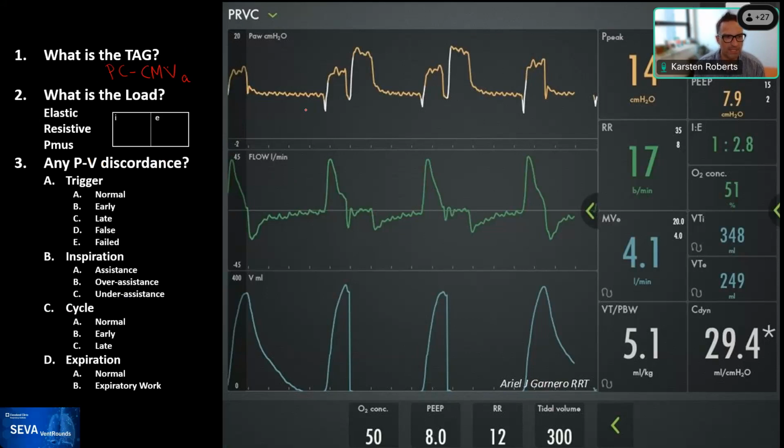We have elastic, resistive, or PMUS. And does anybody have an opinion about what the load is for the inspiratory portion of this breath? Okay, so everybody pretty universally says PMUS. Great.